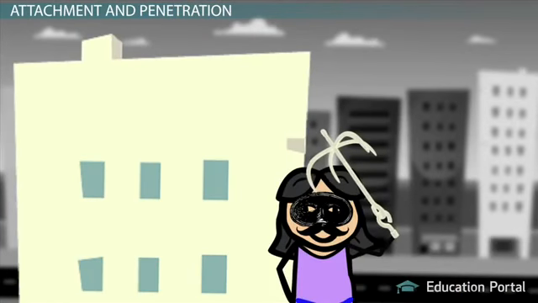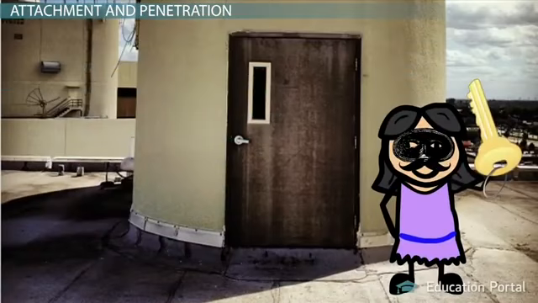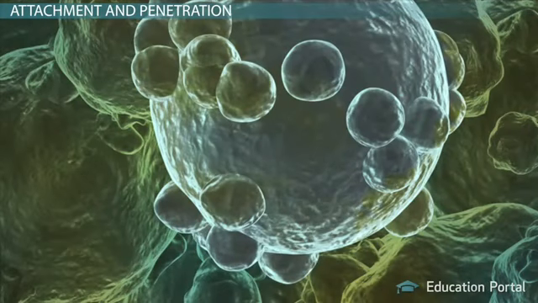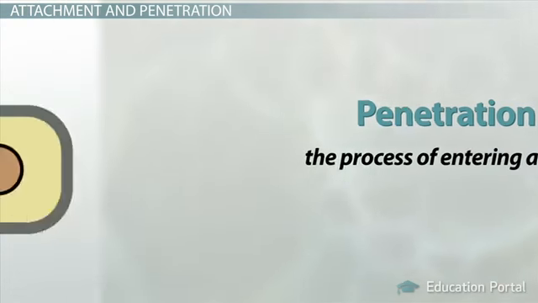Next, we can use the grappling hook we threw onto the roof of the building to climb up, and use a stolen key to a door on the roof in order to penetrate inside the lab. Similarly, viruses undergo penetration, the process of entering a host through several mechanisms.